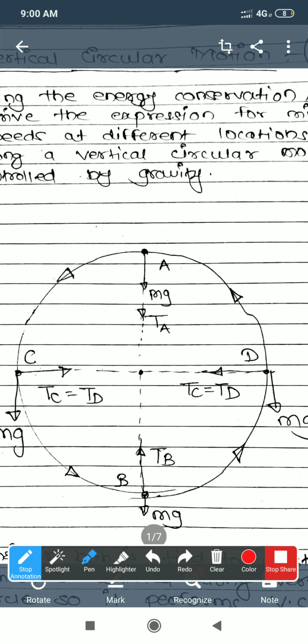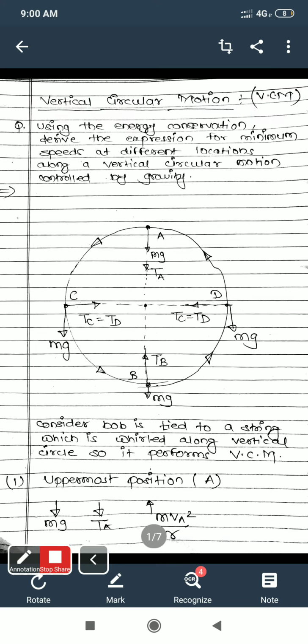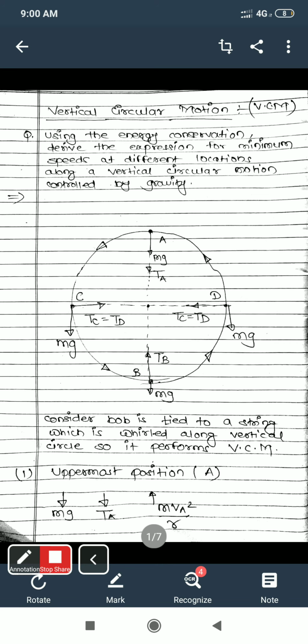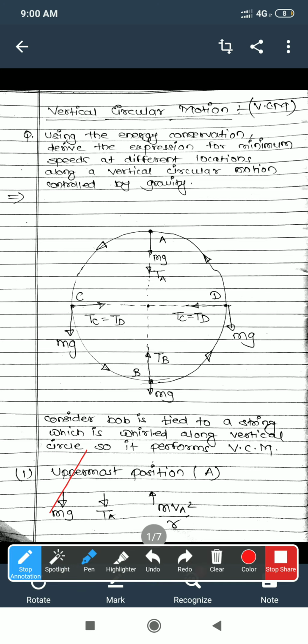Now we will go to the derivation. Consider the bob tied to a string which is whirled along a vertical circle, so it performs a vertical circular motion. Instead of the bucket, we have considered a bob here, and instead of your hand, there will be a string. At the uppermost point mg and TA will be there, and of course for the circular motion there will be the centrifugal force, mv square by r. So three forces are acting there: mg, TA and this centrifugal force.